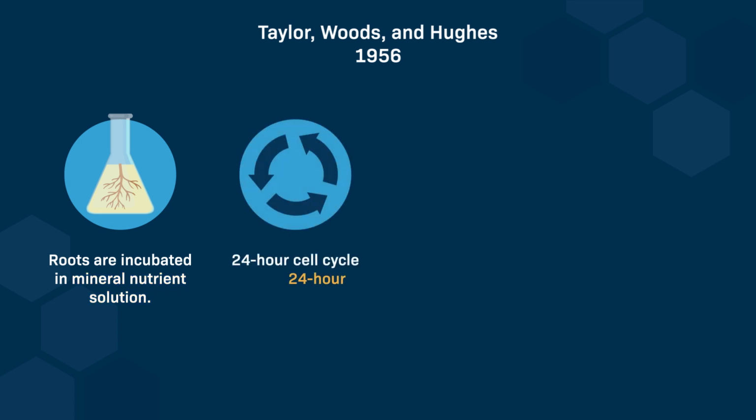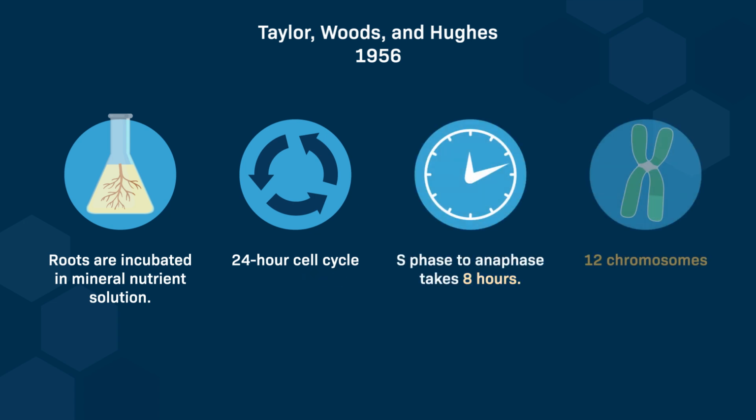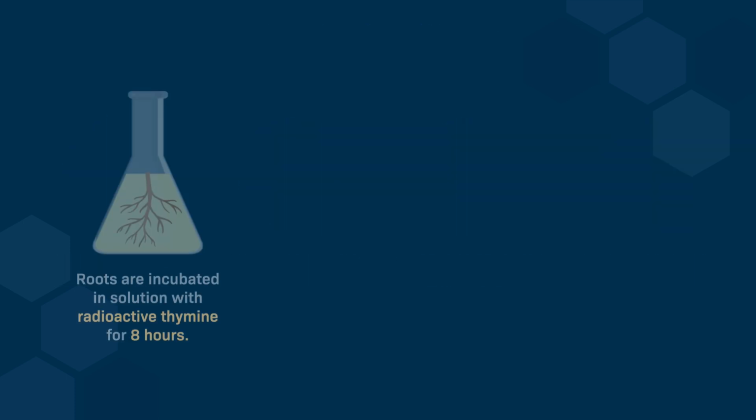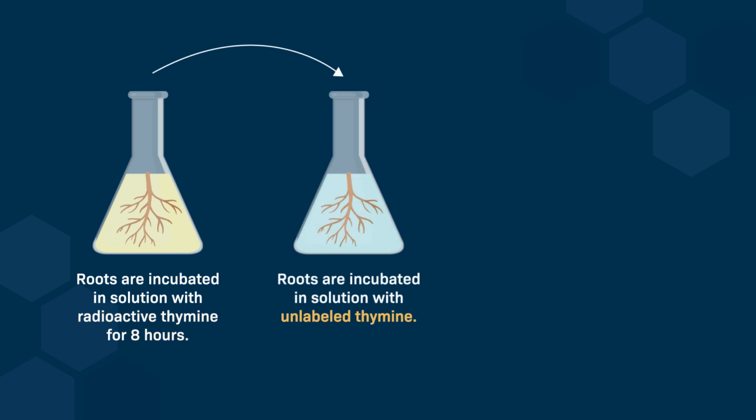The cell cycle in fava bean roots is about 24 hours, with approximately 8 hours between the start of S phase and anaphase. The fava beans used in this study had 12 chromosomes. In their experiment, the roots were incubated in a solution containing radioactive thymine for 8 hours, then switched to a solution with unlabeled thymine. This step aimed to label the DNA of the few cells in the root that had undergone one round of DNA replication during the labeling period.